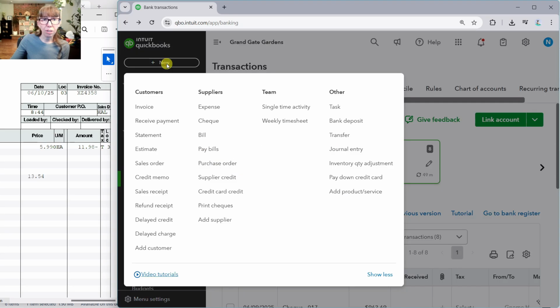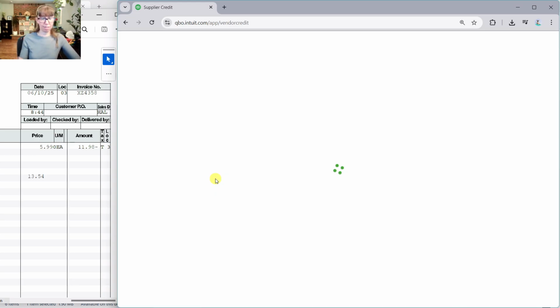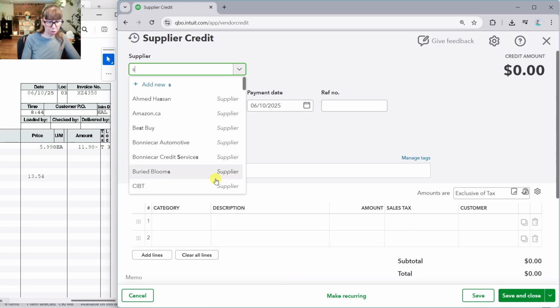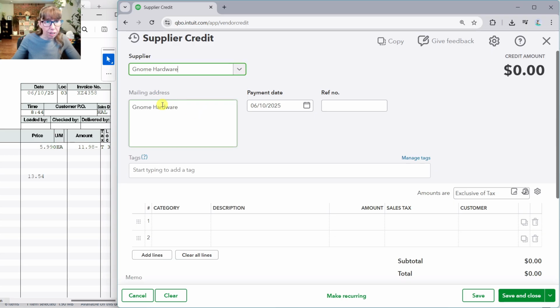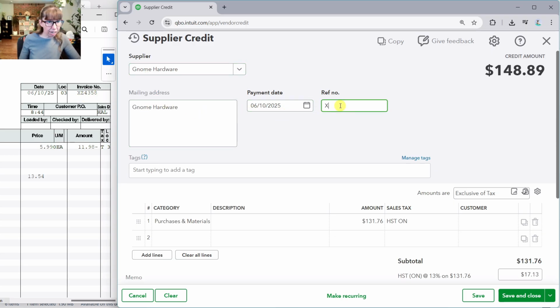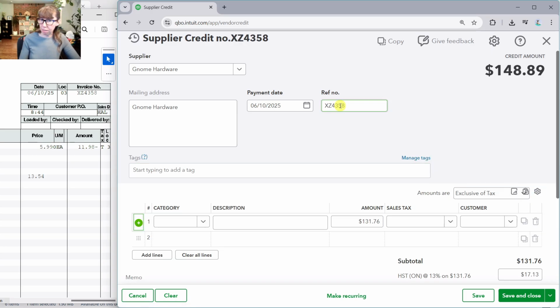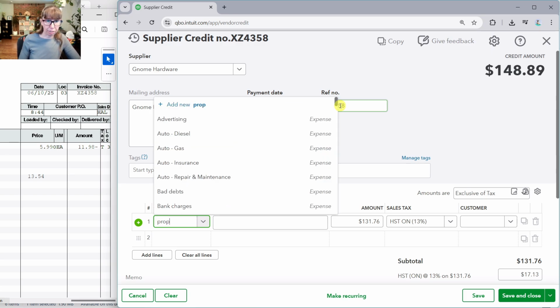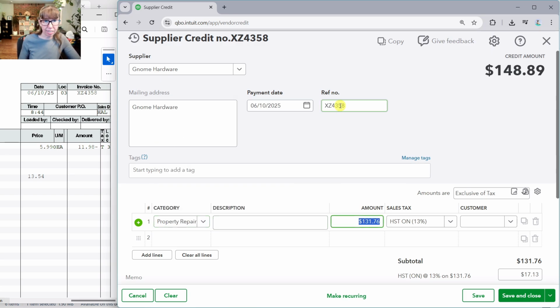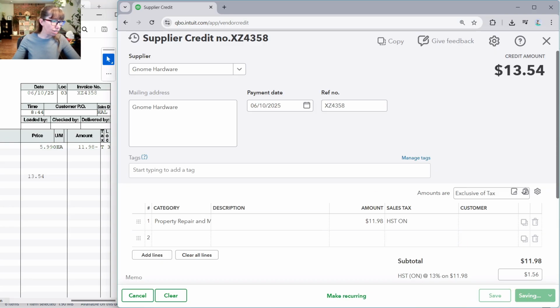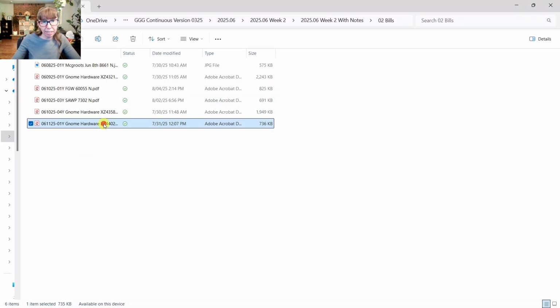So we're going to go new, and we're actually going to say supplier credit. And this is from Gnome Hardware, and the date is June 10th, reference number XZ4358. And again, it wasn't purchases and materials that we purchased the patio stones against. It was property repair and maintenance, and it is before tax $11.98 and after tax $13.54. Excellent. Let's go save and close and look at what the next bill is.